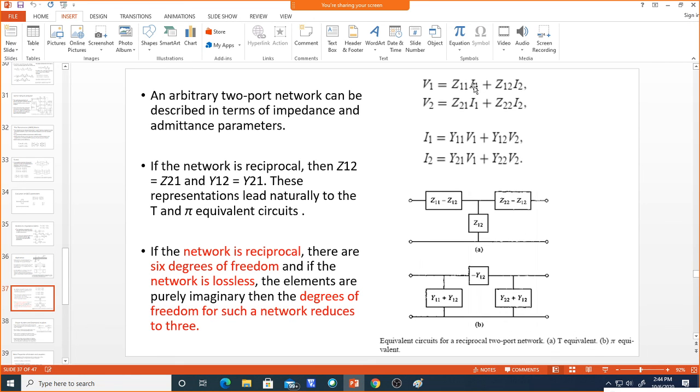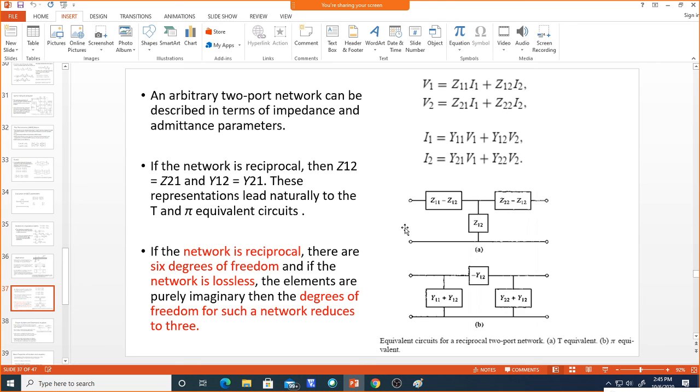Now if you take an arbitrary two port network, in terms of Z we already know the Z matrix and Y matrix. And if it is a symmetric network, we already know about reciprocal and lossless networks. If the network is reciprocal, then the network becomes symmetric. Now if it is symmetric, we can represent that network in terms of a T network. And even in terms of admittance, we can represent it as a pi network.